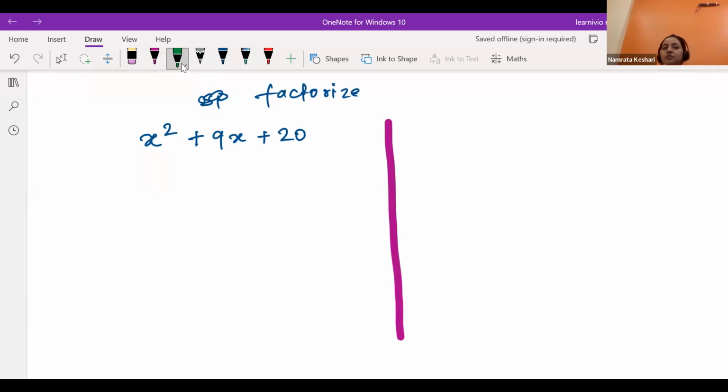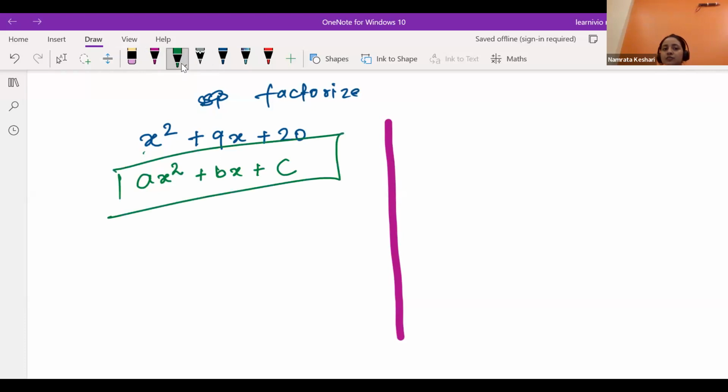So at first, this is a quadratic polynomial, and the standard structure of a quadratic polynomial is ax square plus bx plus c. Can you see? It looks like this format. If any equation is in this format, we call it a quadratic equation, as I told you. If any polynomial is in this format, we call it a quadratic polynomial, where a, b, c are just numbers, constants. So x square plus 9x plus 20 is a quadratic polynomial.